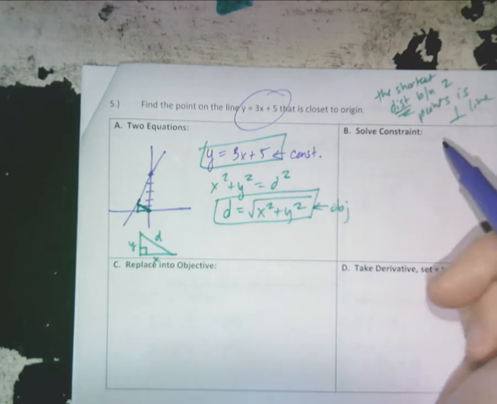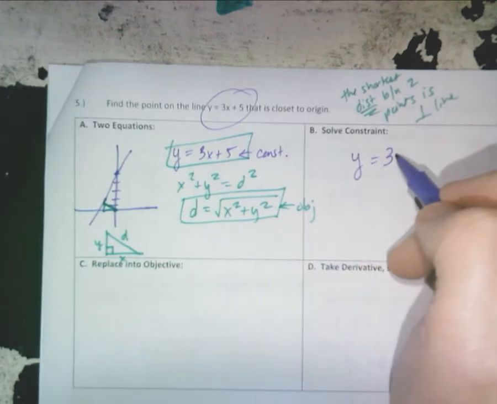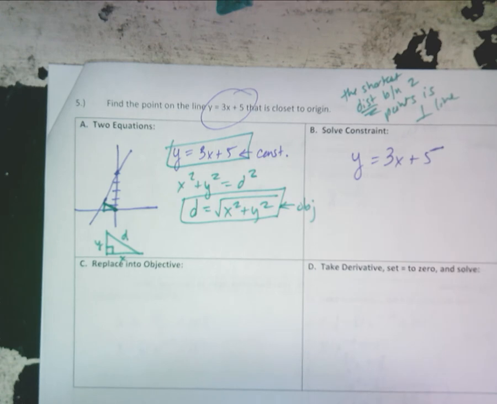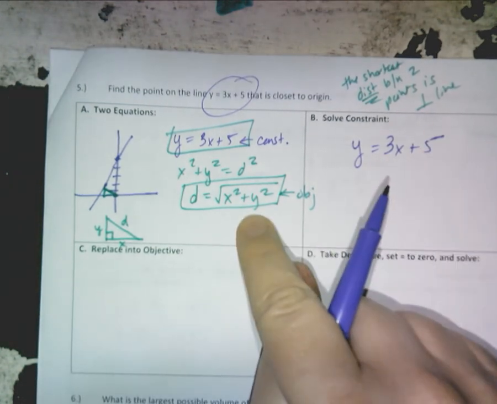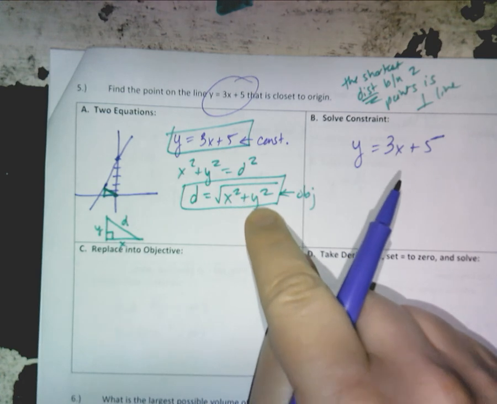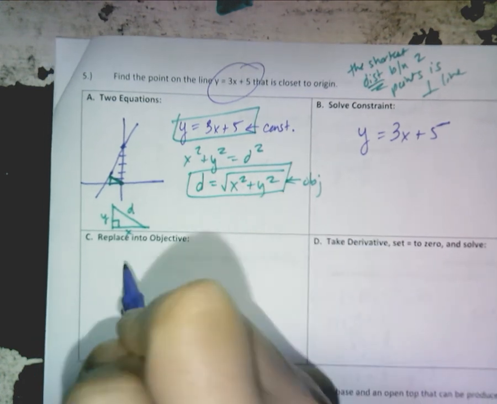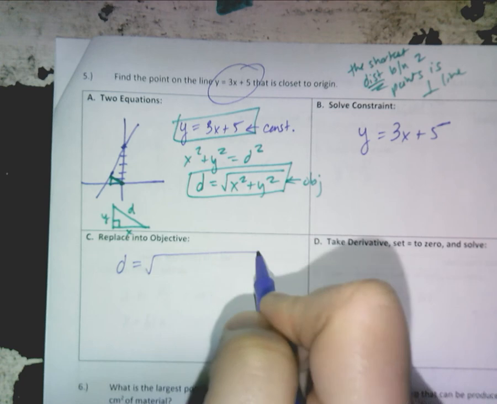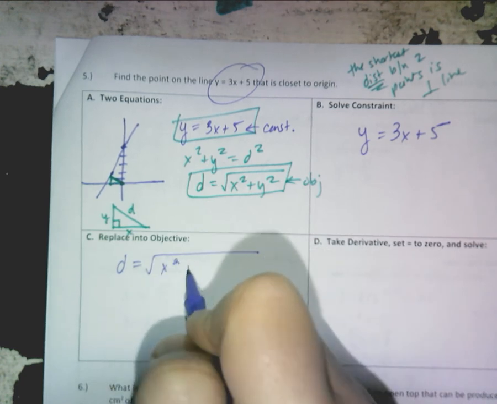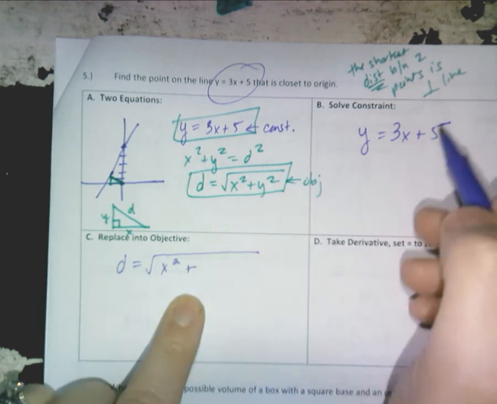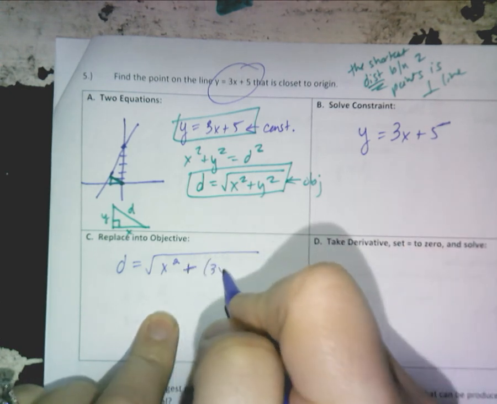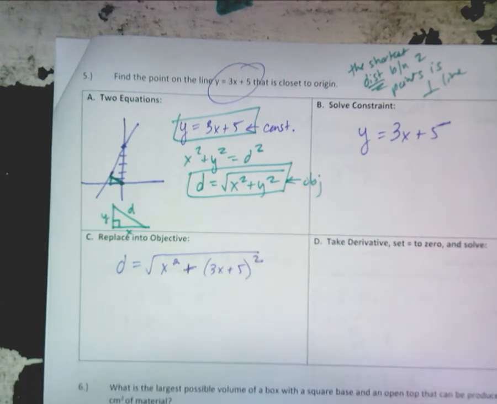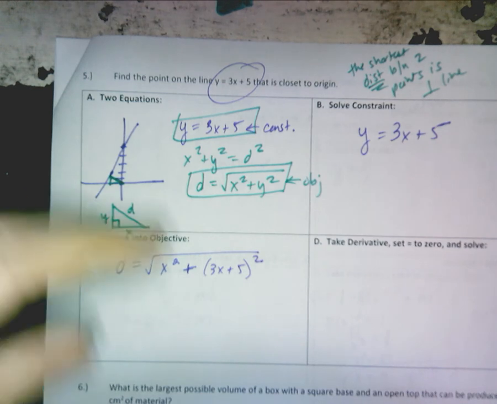All right, so solve the constraint. Would you agree that this is already solved for a variable? So now let's do some algebra. Let's take this and plug it in here for y. Down here, d is equal to the square root of x squared plus y, and y is 3x plus 5, so 3x plus 5 squared.